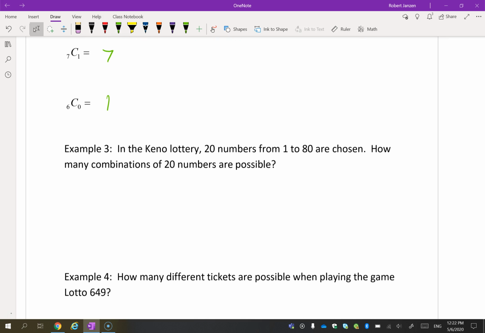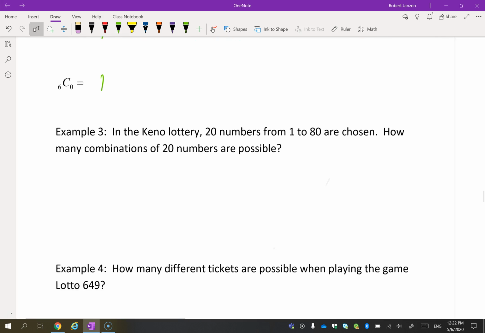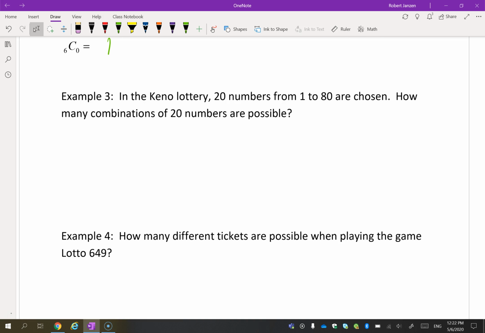Okay, so let's take a look at some examples now. In a Keno lottery, there are 20 numbers from 1 to 80. Again, you have to decide here, is this a permutation or a combination? Now, this lesson is about combinations, so these will be combinations, but you need to understand why. Okay, it even uses the word combinations here. That's a hint. The word chosen is a hint, but let's understand this.